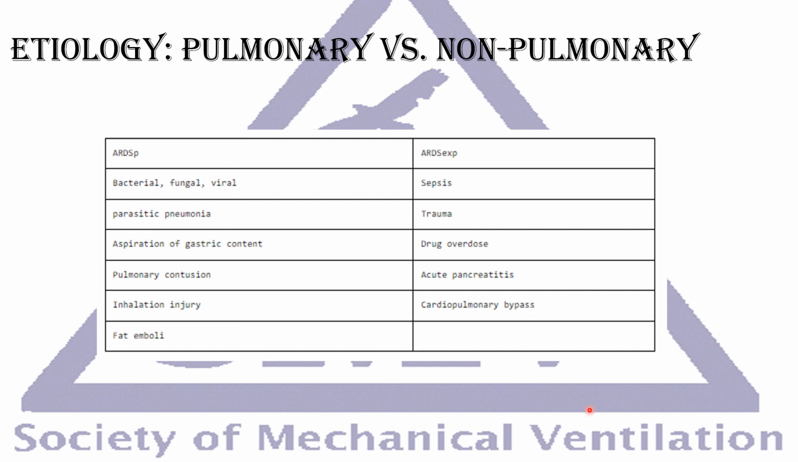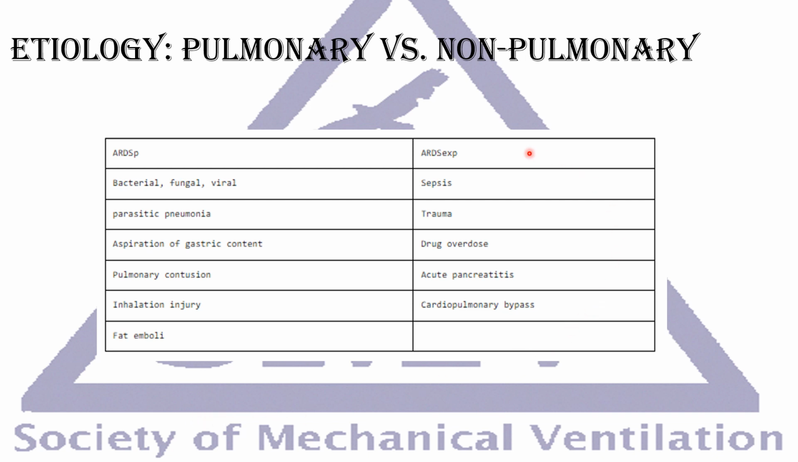Usually there are two types of ARDS, pulmonary versus non-pulmonary, meaning is it a direct insult to the lung versus an insult to the lung from a problem outside the lung. Pneumonias, whether bacterial, viral, fungal, parasitic, aspiration of gastric contents, pneumonitis, pulmonary contusions, inhalation, and fat emboli cause direct injury to the lung and, of course, expand to both lungs.